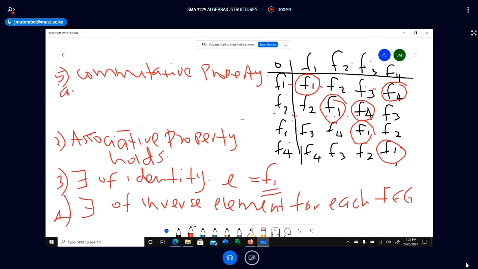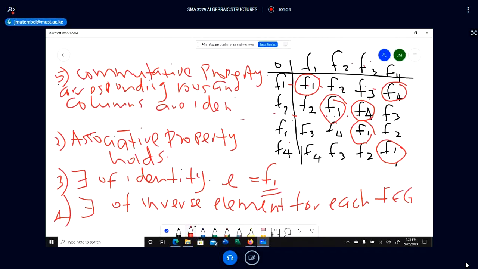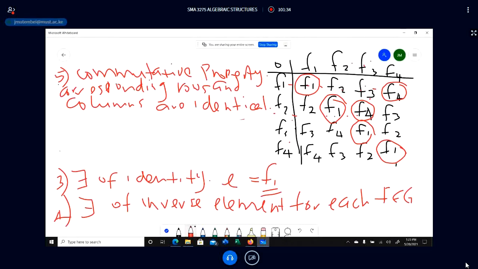So for this one, we can say corresponding rows and columns are identical, and hence this binary operation is commutative in G.